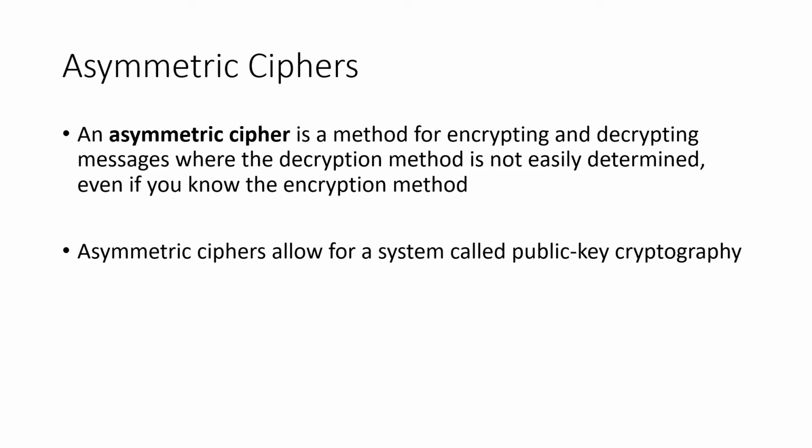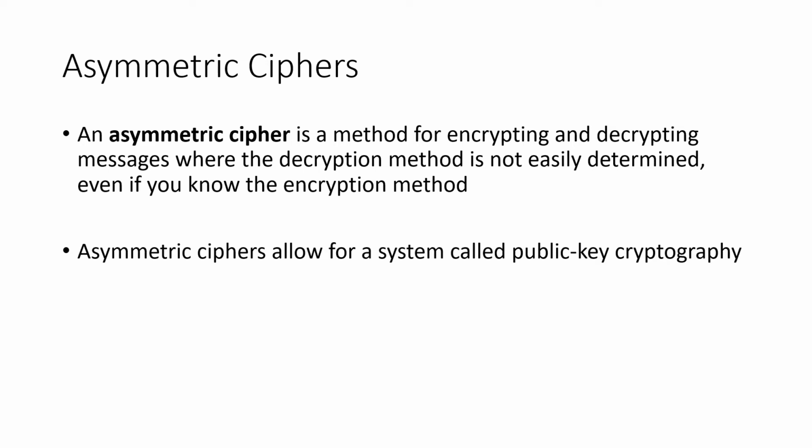So asymmetric here just means not symmetric. So the encryption method and decryption method are a little bit different. In the methods that we talked about before, we could pretty easily figure out how to decrypt our message just from knowing how to encrypt the message. But in these multiplicative ciphers and other ciphers like them, even if we know the number that we use to encrypt our message, it's hard to figure out the number that we should use to decrypt our message.